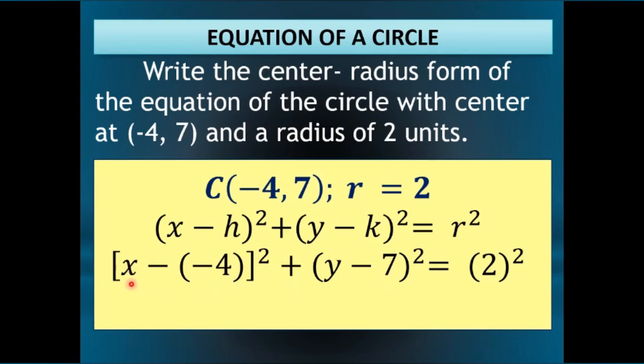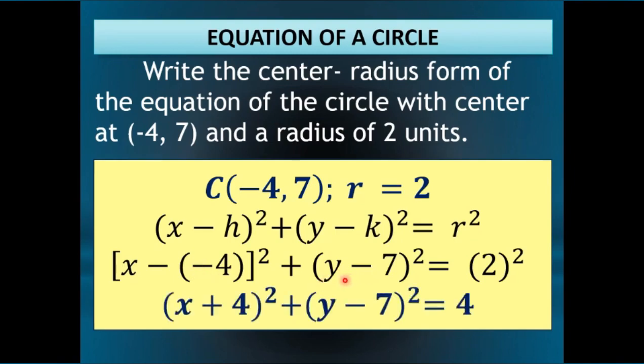Simplifying this first, we'll have x minus -4 becomes x plus 4 squared. And then we copy the remaining. We have y minus 7 squared and then 2 squared. That means 2 times 2 is equal to 4. So the center radius form of the equation of the circle with center at -4, 7 and the radius of 2 units will be the square of x plus 4 plus the square of y minus 7 is equal to 4.